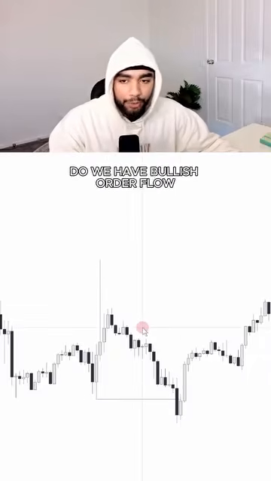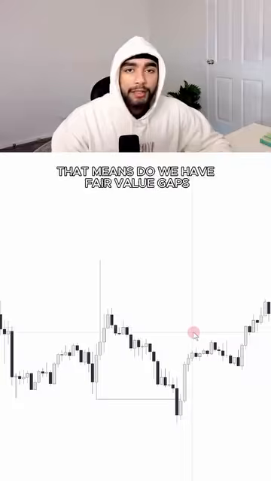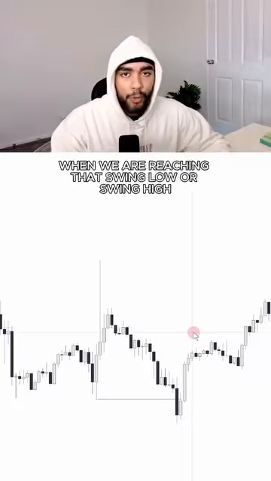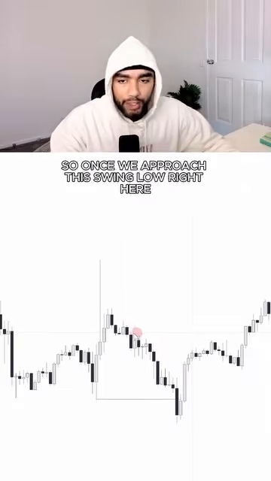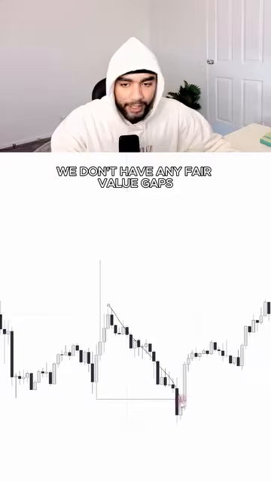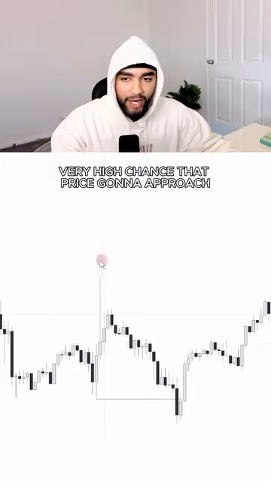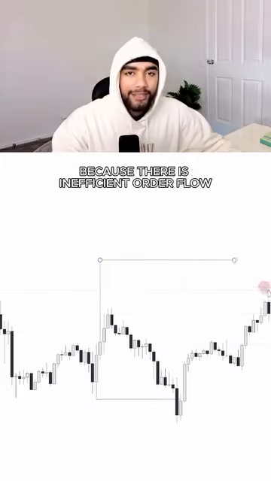Do we have bullish order flow or do we have bearish order flow once we're reaching that high or low? That means, do we have fair value gaps when we are reaching that swing low or swing high? So once we approach this swing low right here, we don't have any fair value gaps in which price can mitigate. So that means there's a very, very high chance that price is going to approach this high here because there is inefficient order flow.